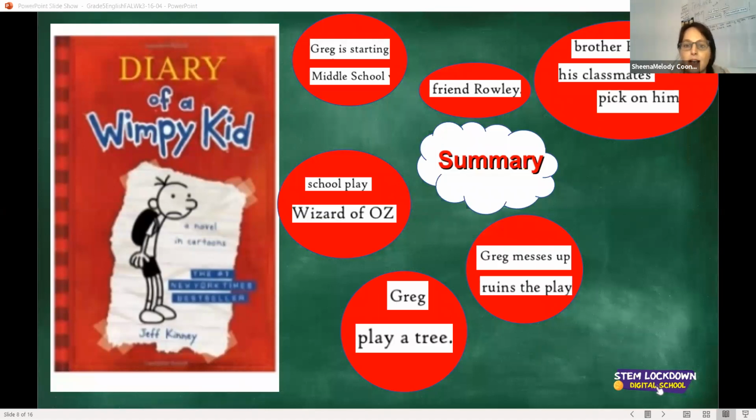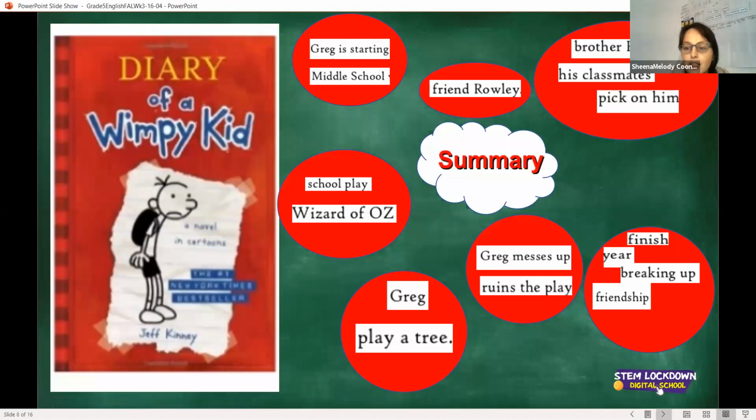Okay. So now there's one more on our summary that I want to show you. So in the end, they finished the year breaking up the friendship with Rowley. Okay, so that's the last part of the summary.